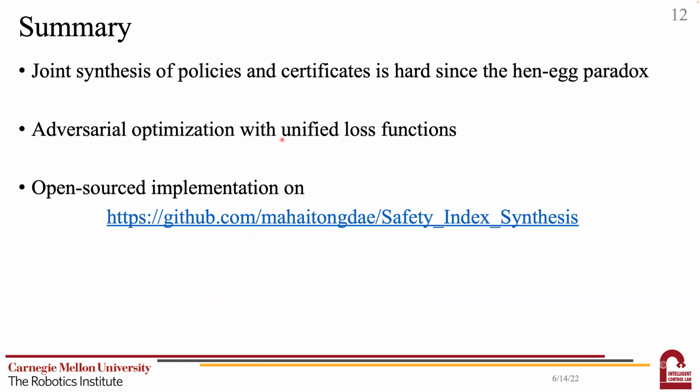Okay, finally, to summarize this presentation, joint synthesis of policy and certificates is hard since this is a chicken-and-egg paradox. We do not know a priori the certificate or policies. And we use adversarial optimization with unified loss functions to handle this paradox. And our open source implementation is on this GitHub repo.